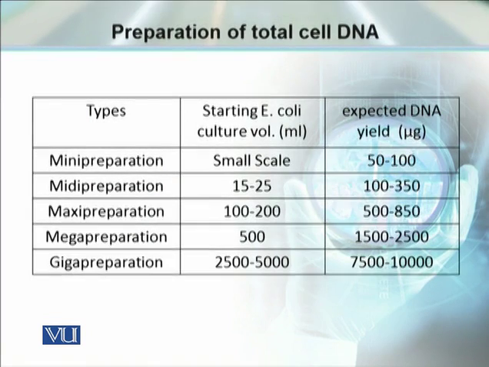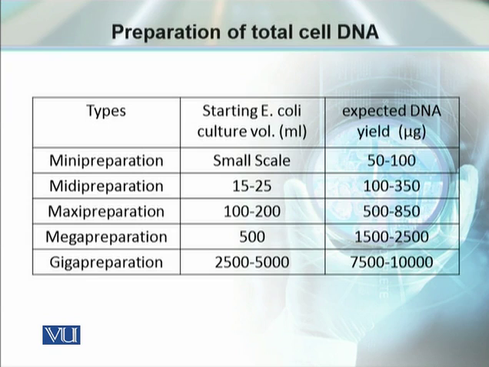In the laboratory, the most commonly used method is the mini preparation, which is used for small scale DNA isolation, and the expected yield comes up to 50 to 100 micrograms. As the sample size increases, meaning the volume of the bacterial culture which you are using is going to increase, the quantity of DNA which is going to be produced is going to increase, and we have to decide, keeping in view the volume of the bacterial culture, which method to employ: the midi, maxi, mega or giga preparation.